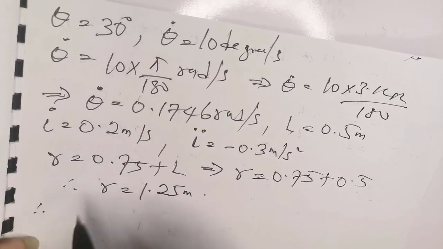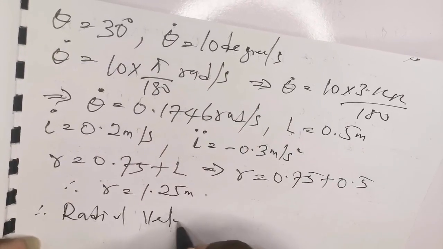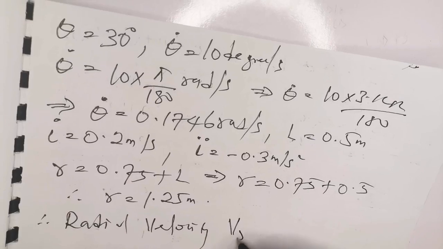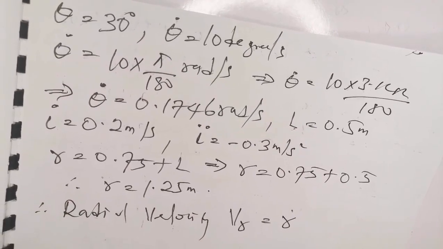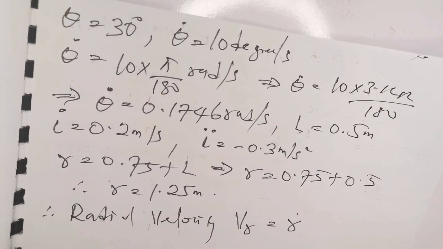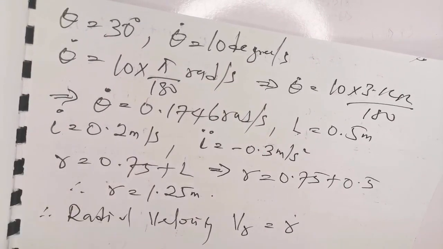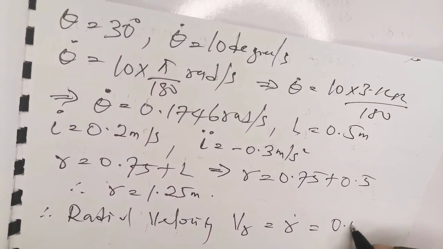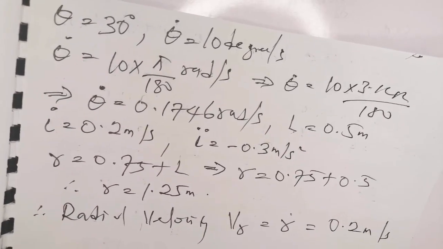Okay, so first we'll find radial velocity. And radial velocity v r is simply given as r dot, which is in meters per second. But in the question, you are given L dot to be 0.2 meters per second. So L dot is simply what? r dot. So which means radial velocity is simply 0.2 meters per second, already given to us in the question.